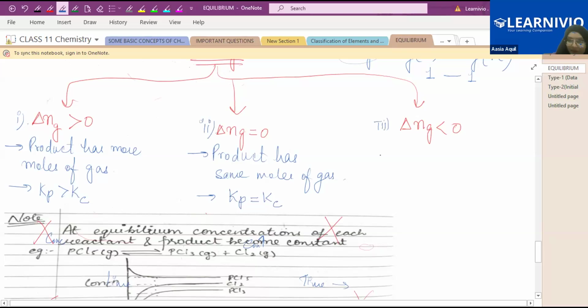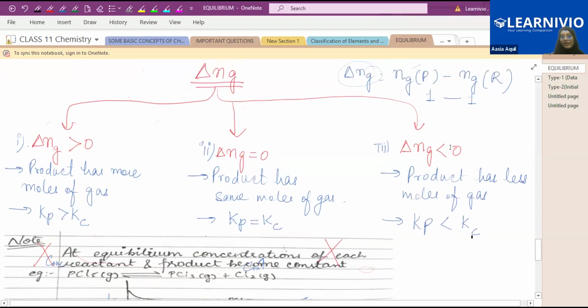Now for the third case, when the delta Ng value is less than 0, means it is negative. It means that the product has less number of moles of gas than the reactant. So in this case, Kp will be less than Kc. Just remember these three cases.